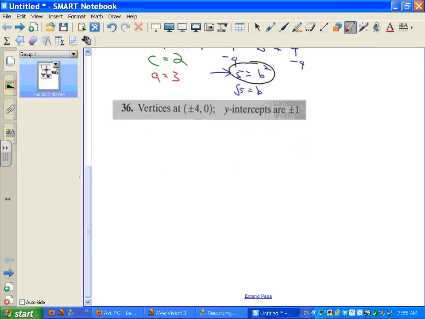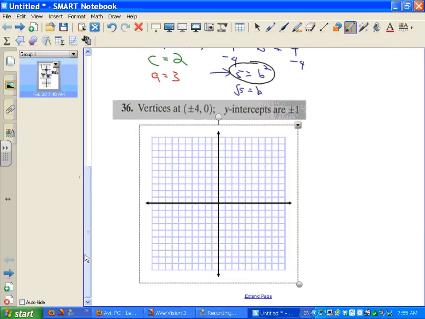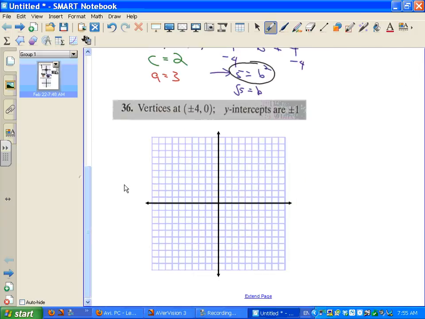All right, let's try this one. My graph. All right, so this time I have vertices at 4 and -4, 0. And 1, 2, 3, 4. So again, my center is going to split the difference there, so the HK is going to be at 0, 0. I already have my vertices, so what's A? 4. Now, I'm told that the y-intercepts are at 1 and -1. Well, that tells me B.